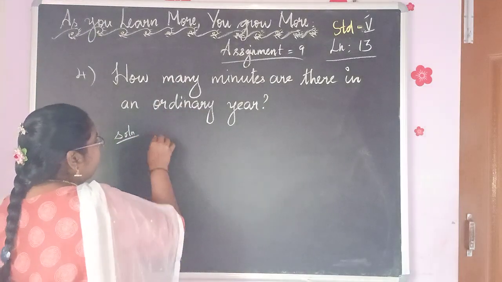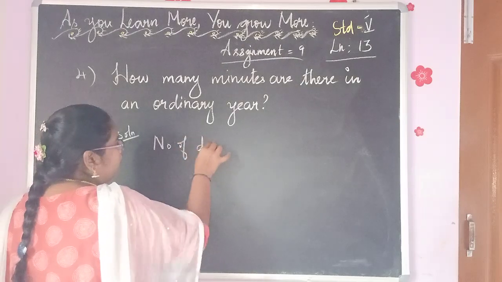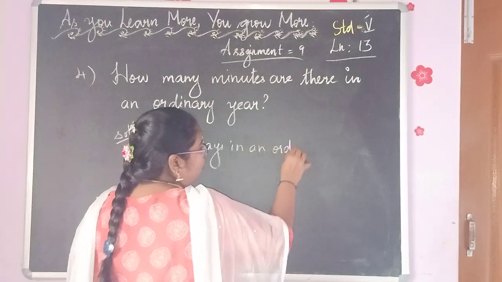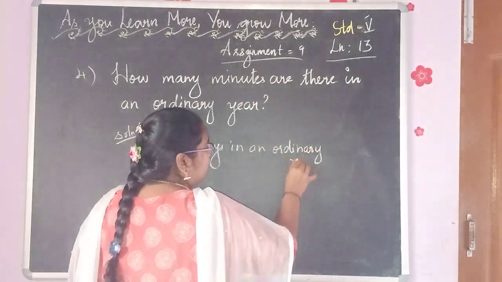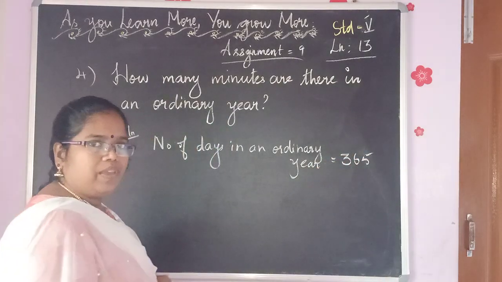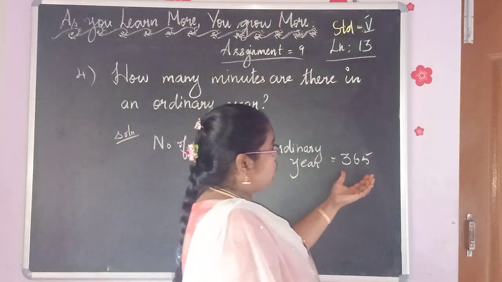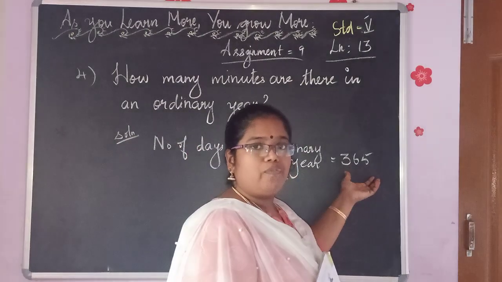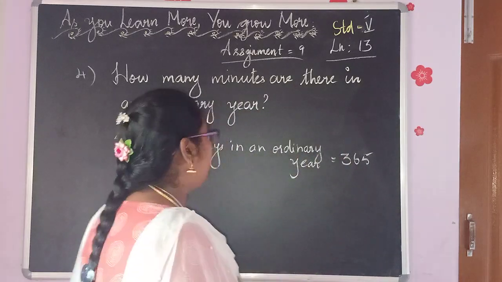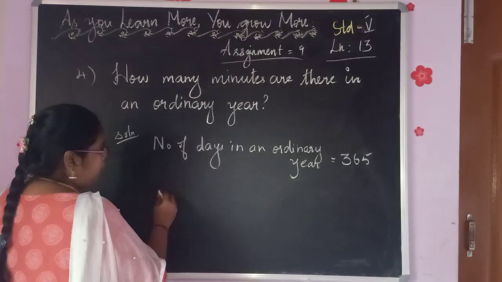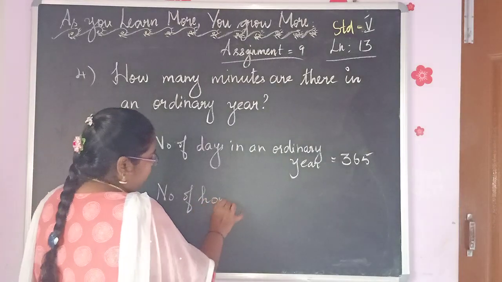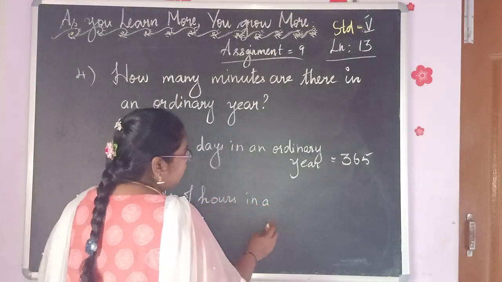So the number of days in an ordinary year, how many days are there? 365 is there. Okay? So first, we know there are 365 days. Only if we know the calculation for one day can we go and multiply for 365. First we will look for the number of hours in a day.